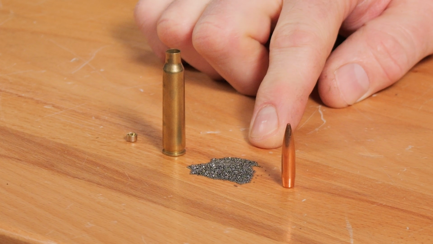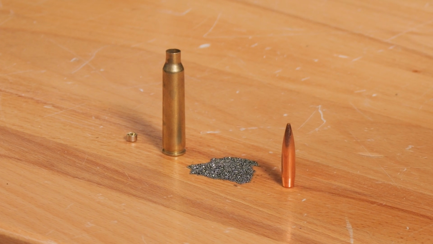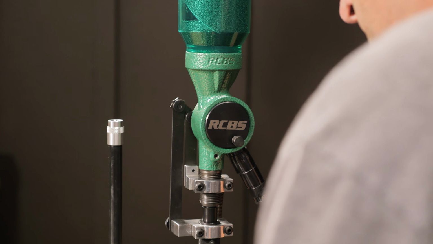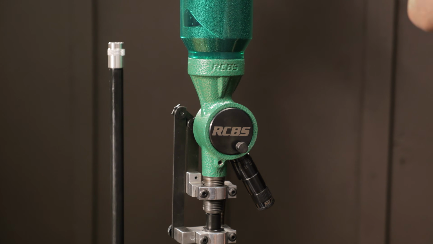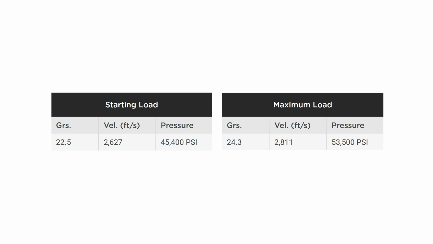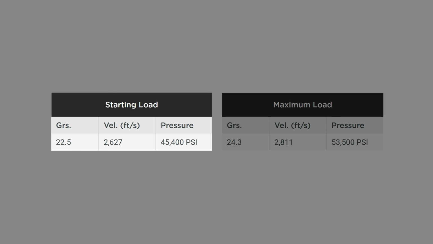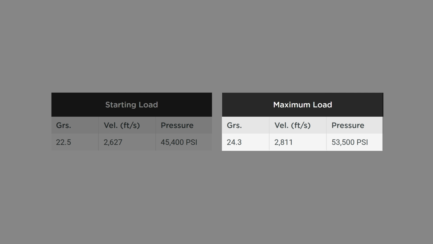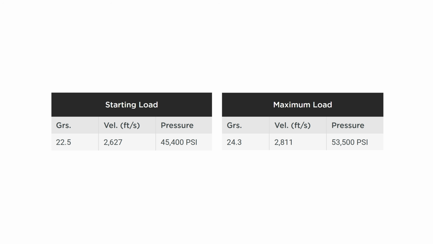Then we have the powder. We're going to select a particular powder that has different characteristics like how it meters through a powder measure. And then we're also going to need a charge weight. The charge weight that you're going to start at and the charge weight that you're going to finish at, and that needs to be bound between the minimum and maximum loads specified by whatever source of load data you're referencing.